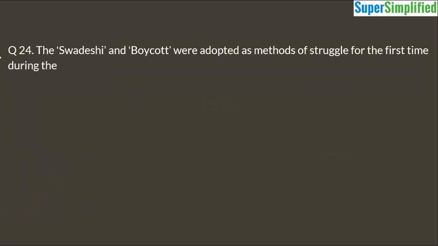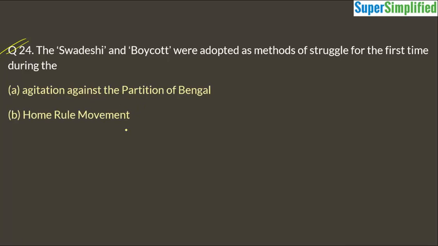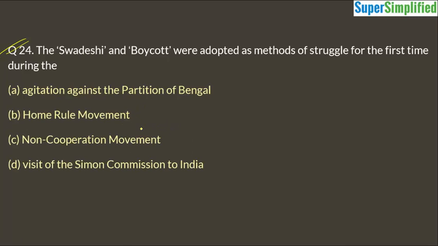Let's move ahead. Question number 24. The Swadeshi and boycott were adopted as a method of struggle for the first time during the A. Agitation against partition of Bengal, B. Home Rule movement, C. Non-cooperation movement, and D. Visit of the Simon Commission to India. This is a very basic question. The correct answer is agitation against the partition of Bengal.